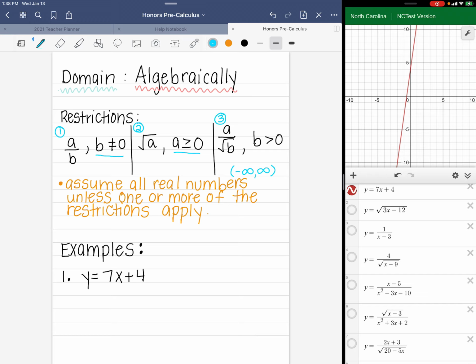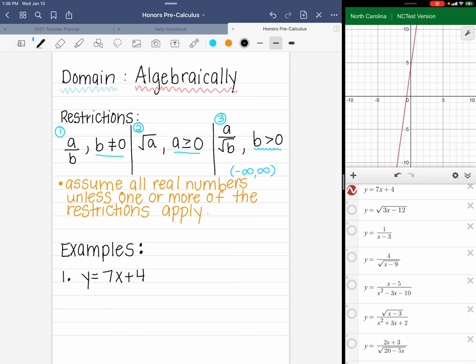Now the third one is a combination of both. So what happens if I have a square root and I have it in the denominator? Well, it still has to be greater than 0, but the difference here is that it cannot equal 0. Why can it not equal 0? Because it's in the denominator. So we're going to look through some examples and apply these restrictions.